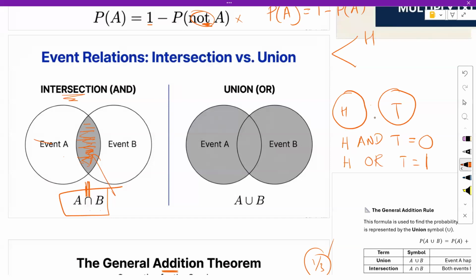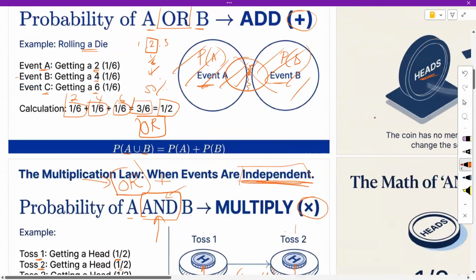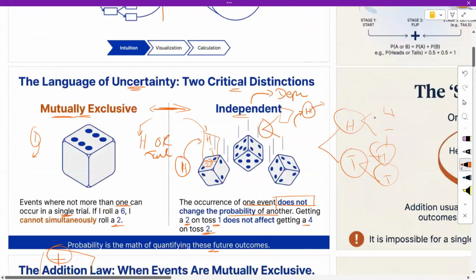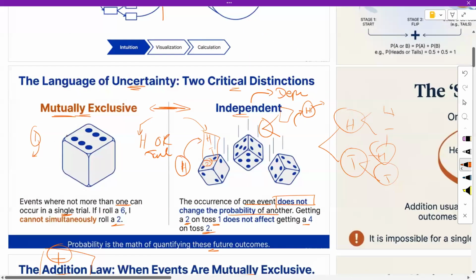When you get head, you can't get tail. If you get tail, you can't get head. So it is what? It is mutually exclusive. You see here, mutually exclusive: events where not more than one can occur in a single trial.